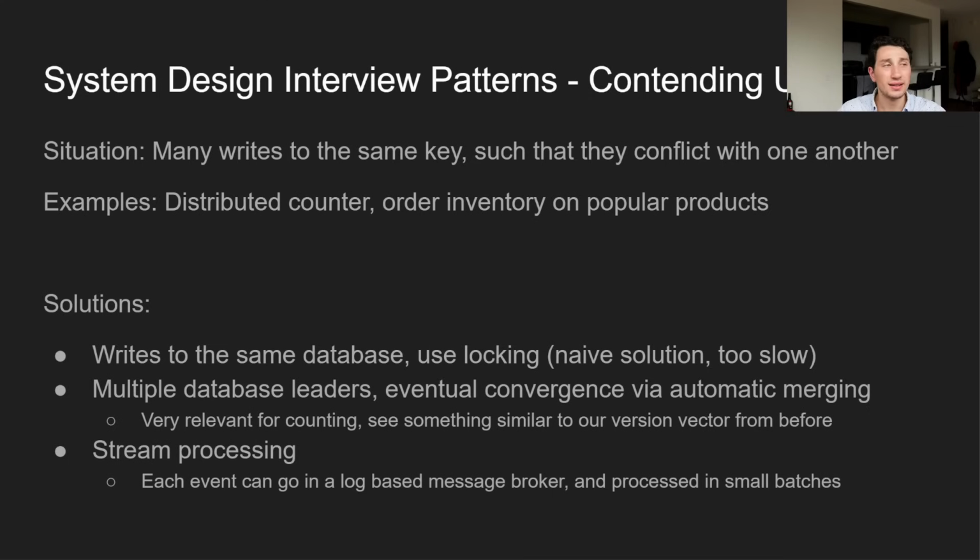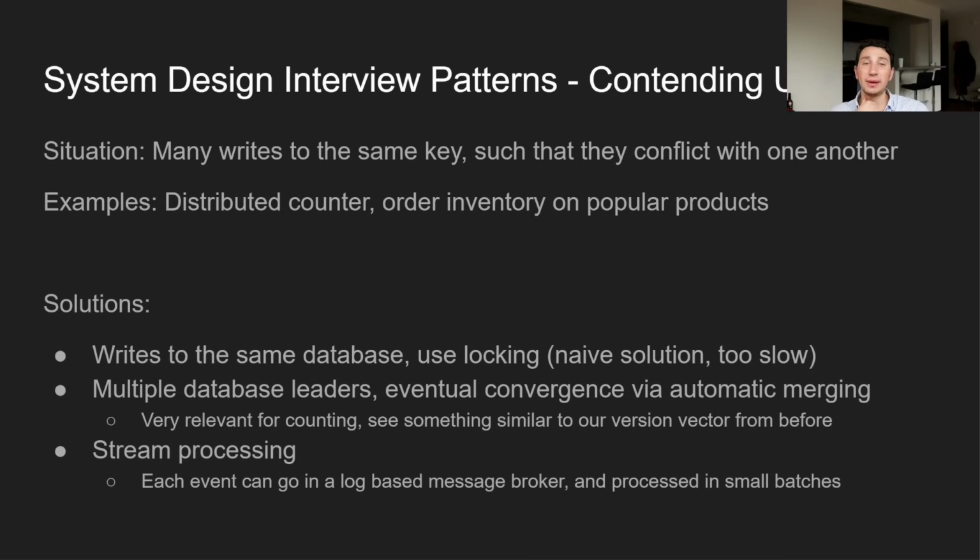Number 1 that I see a lot is contending updates. This is basically when you have a bunch of writes to the same key, so many so that it's not simple to just do them on one node because you're just going to have too much lock contention. Examples here would be building out a distributed counter, maybe dealing with order inventory on something like Amazon for a popular product. And the naive solution is you just do everything in the same database and deal with contention. Might not be acceptable.